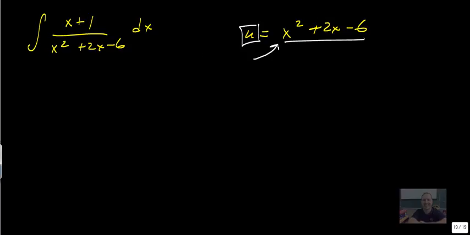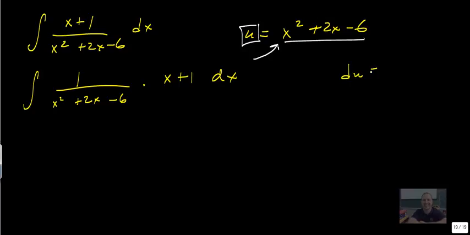And you might want to write the integral like this, 1 over x squared plus 2x minus 6 times x plus 1 dx. Okay, you might want to write it like that because this right here, u, is 1 over u. And we do know the integral of 1 over u, right? So let's think about this, though. We know what we have to do over here is we have to take du, right? And so the derivative of u is 2x plus 2 dx. Okay? 2x plus 2 dx.